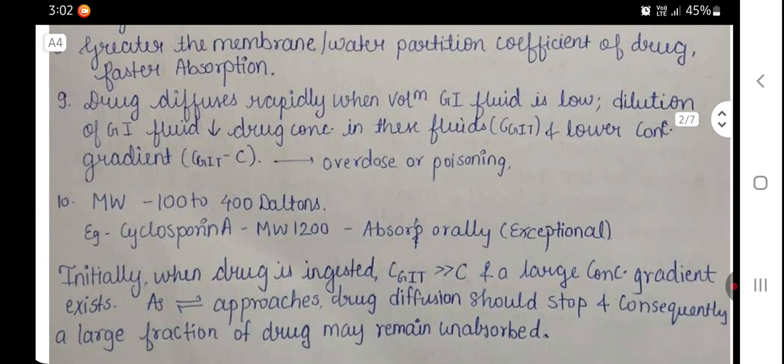Next, generally the drugs which have a molecular weight between 100 to 400 daltons are effectively absorbed, but there is one exceptional case. For example, cyclosporine A has a molecular weight of 1200. It gets absorbed orally better than any other peptide.